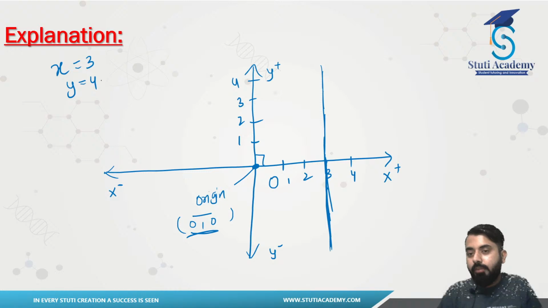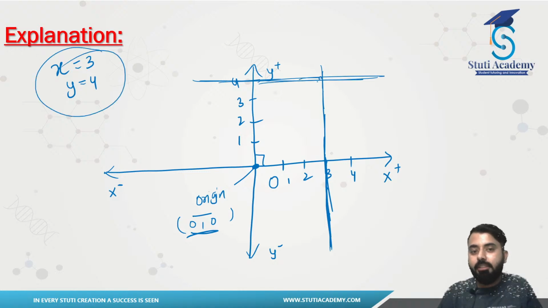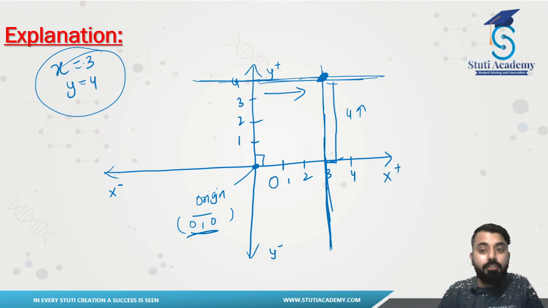And I need to have a y which is equal to 4. Y equals 4 is here. I'm going to extend this line. Wherever both of these lines meet, they meet at this point, which is 4 units upwards and 3 units on the right. Actually, I was telling you the opposite. I was telling you the distance from the x-axis, but it is actually the distance from the origin.